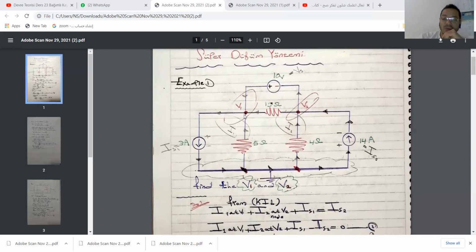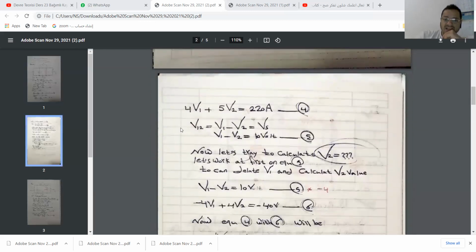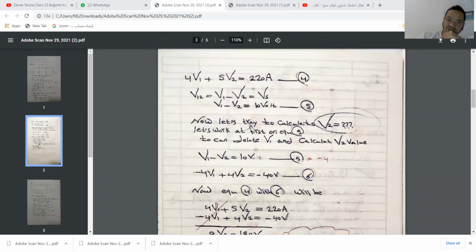by this way, I will benefit from the VS value, because we know V1 minus V2 equals VS. That means V1 minus V2 equals 10 volts. This will be another equation in this solving. Like I said before, V1 minus V2 equals VS, that means 10 volts. Now let's try to calculate V2.